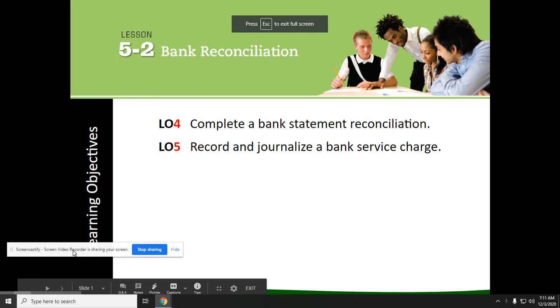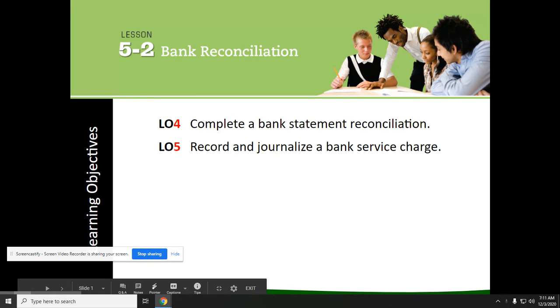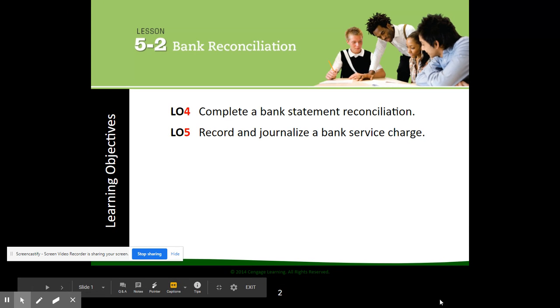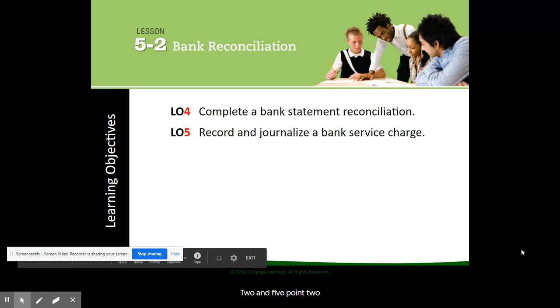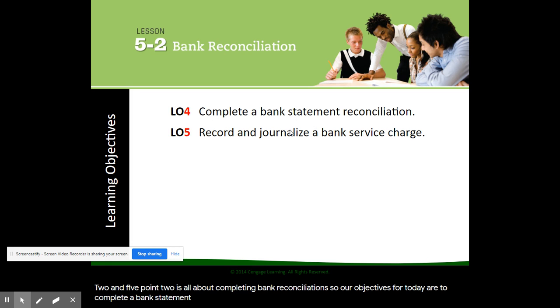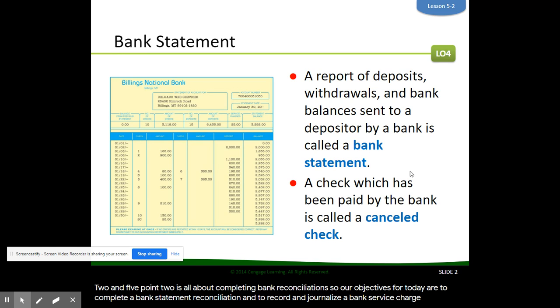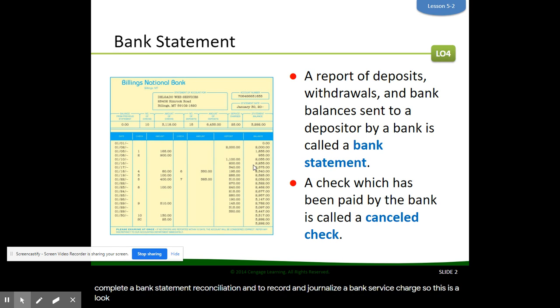Hi, everyone. Today we are going to be doing lesson 5.2, and 5.2 is all about completing bank reconciliations. So, our objectives for today are to complete a bank statement reconciliation and to record and journalize a bank service charge. So, this is a look at a bank statement.